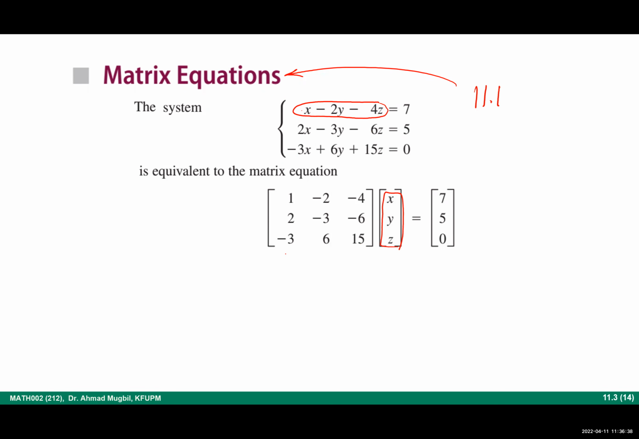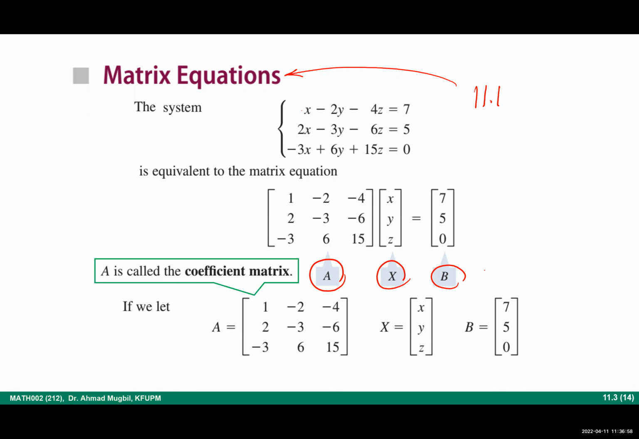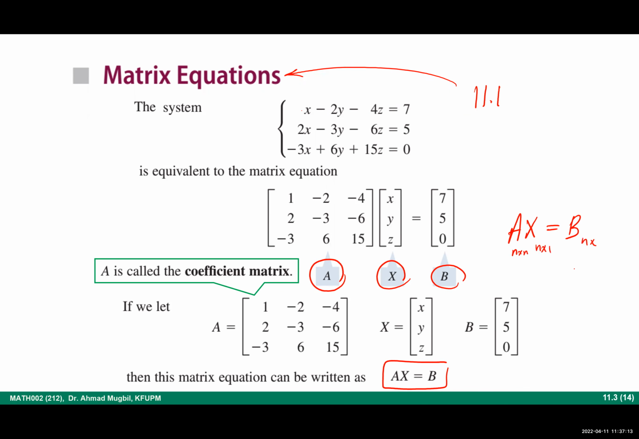This is the matrix of the coefficients, multiplied by the matrix of the variables x, y, and z, and put equal to the matrix of the constants. Let's give them names. We call this one A, this is X capital, and this is B capital, so we have AX equals B. This is the linear matrix equation that we are talking about. Of course, A is n by n, X is n by 1, and B is n by 1.